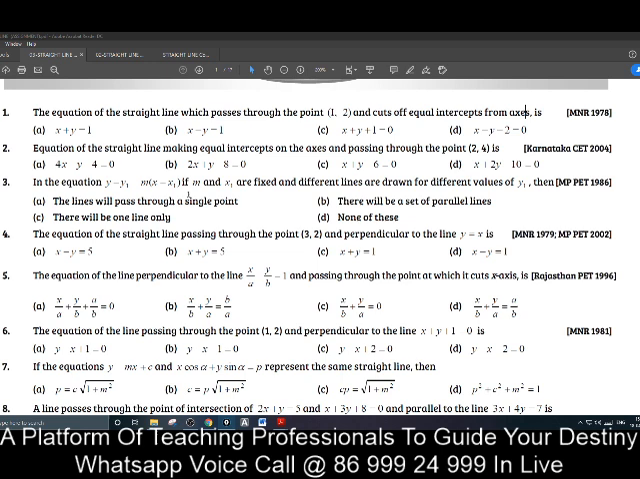In the equation y minus y1 is equal to m into x minus x1, if m and x1 are fixed and different lines are drawn for different values of y1, then the lines will pass through a single point. There will be a set of parallel lines. There will be one line only. None of this. Do you understand that? Here what he is saying, m is fixed and x1 is fixed.